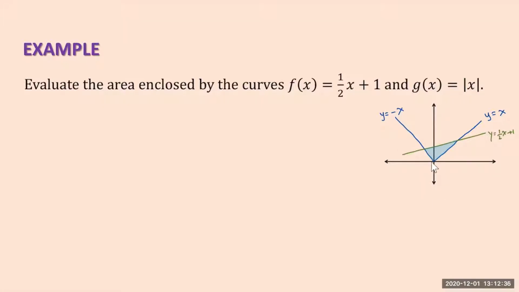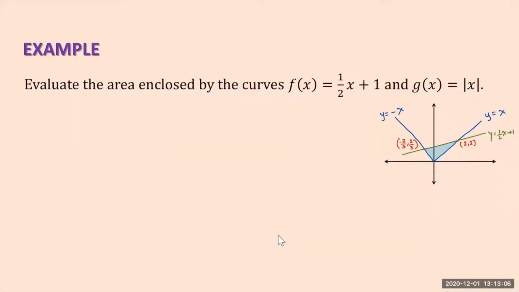We know this point, this is 0, 0. We can find these two points using a calculator. So if I use a calculator to find this first point of intersection over here, that will be negative 2 over 3 comma 2 over 3. Similarly, this point over here will be 2 comma 2.